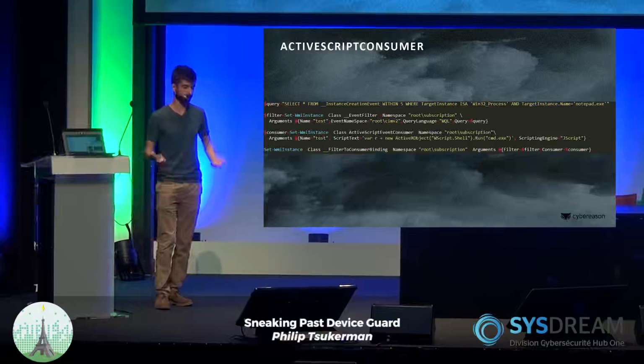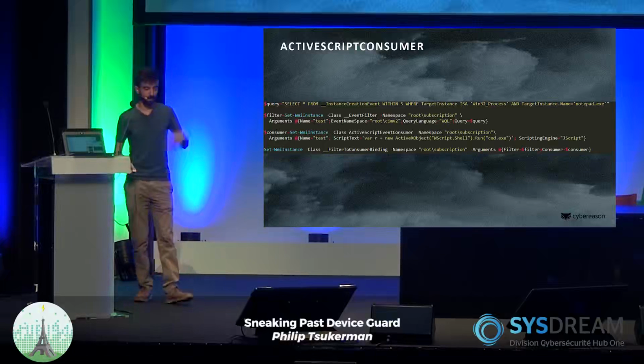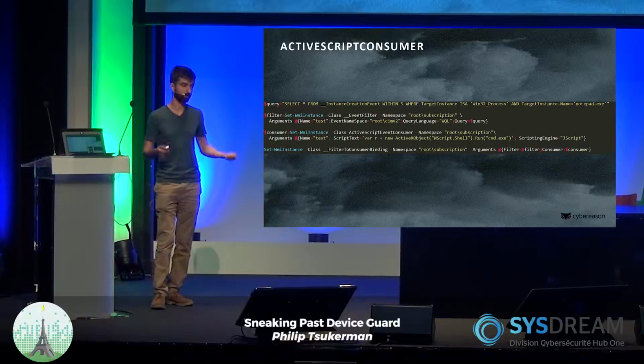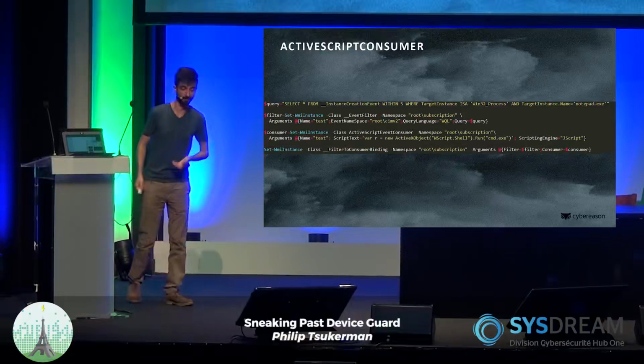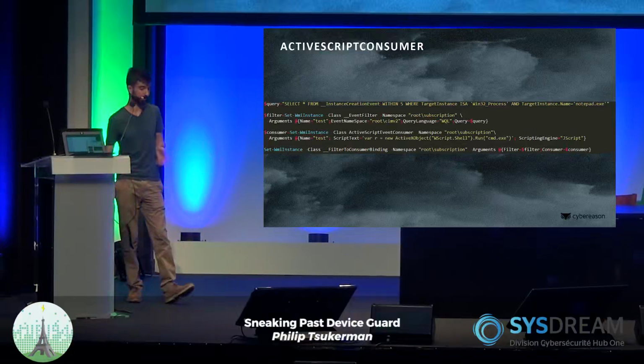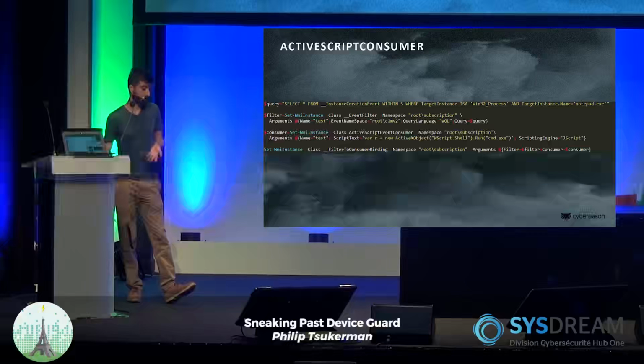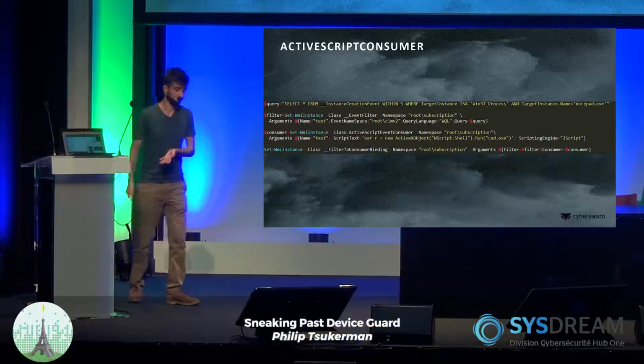So all you need to do is create your script text, pass it as an argument to your scripting consumer, and then bind your consumer with an event that it should fire upon, using a filter to consumer binding WMI object. And the moment the event triggers, your script will run uninterrupted.